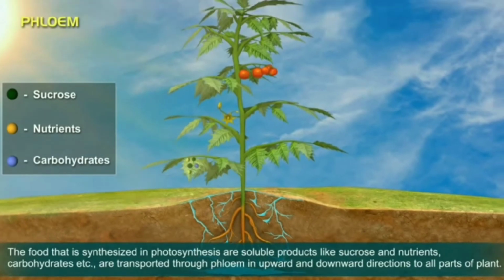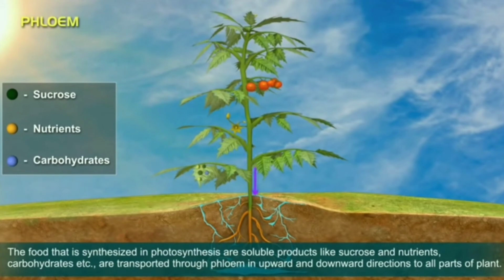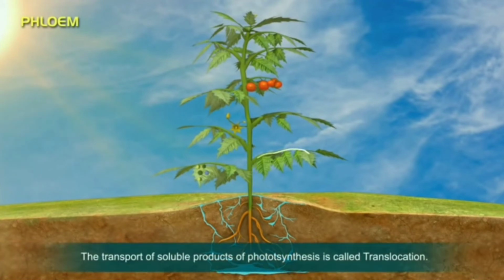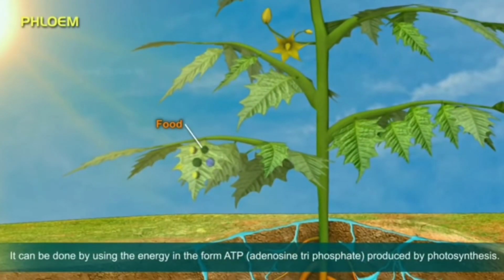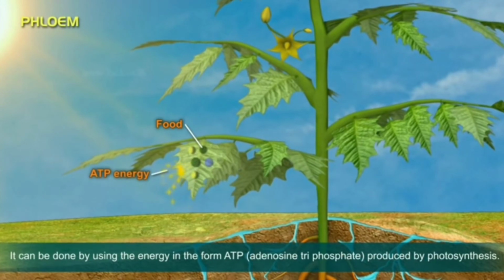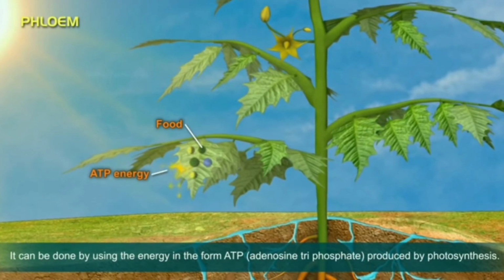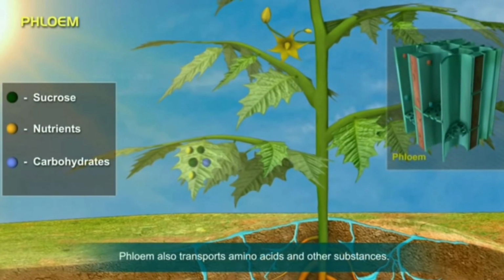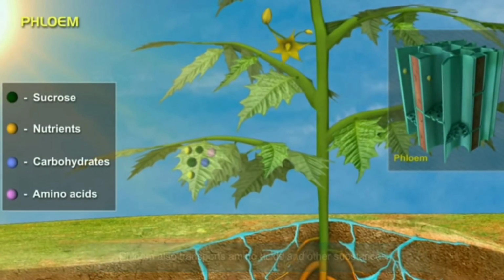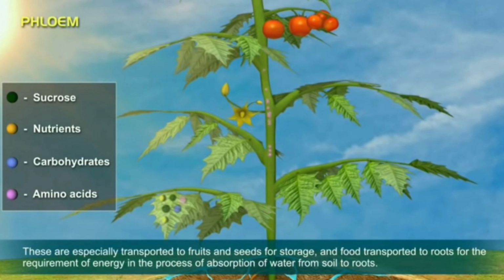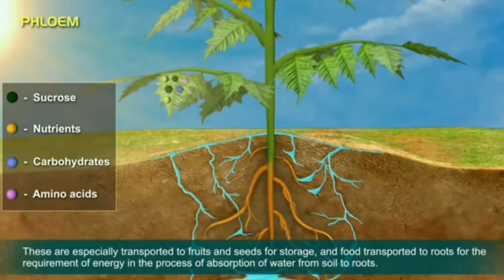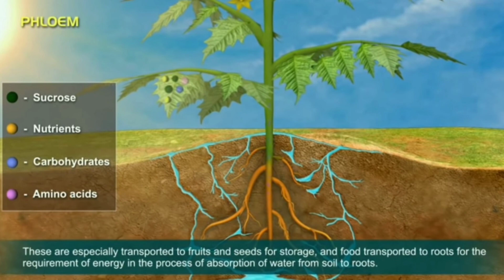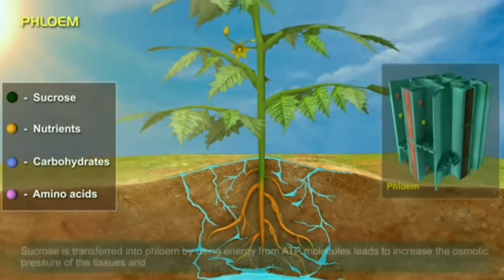When it comes to phloem, the food that is synthesized in photosynthesis are soluble products like sucrose and nutrients, carbohydrates, etc. The transport of these soluble products from photosynthesis is called translocation. It can be done by using the energy in the form of ATP produced by photosynthesis. Phloem also transports amino acids and other substances. These are especially transported to fruits and seeds for storage, and food is transported to roots for the requirement of energy in the process of absorption of water from soil to roots.